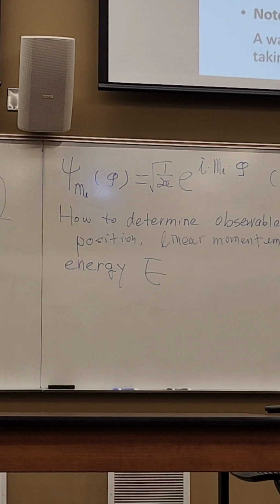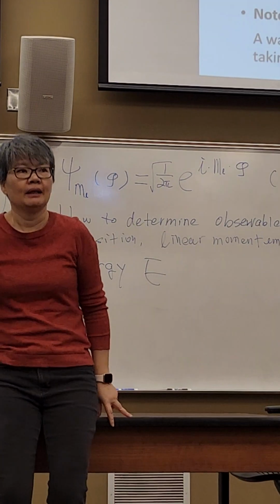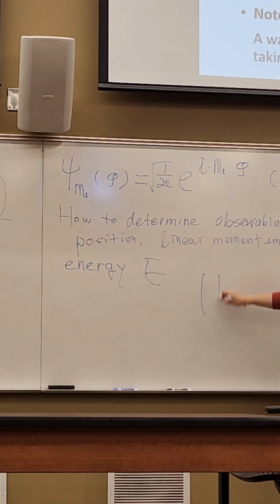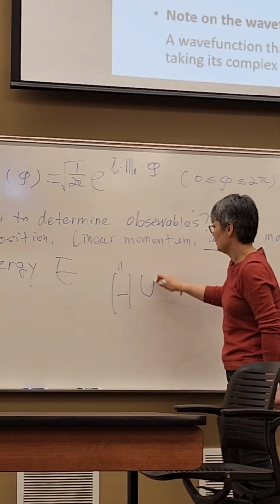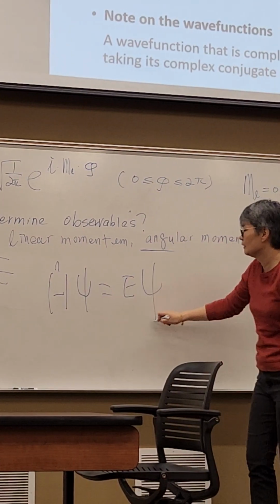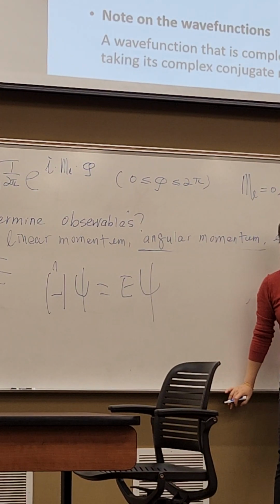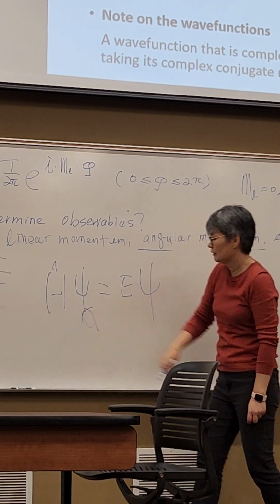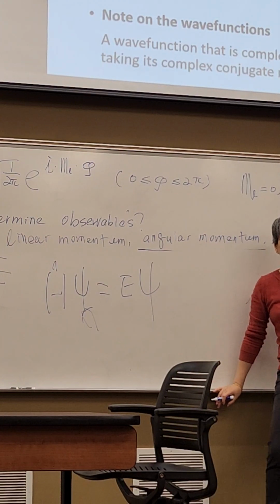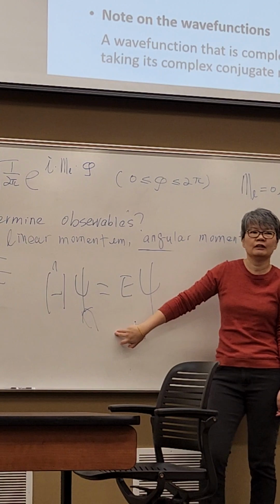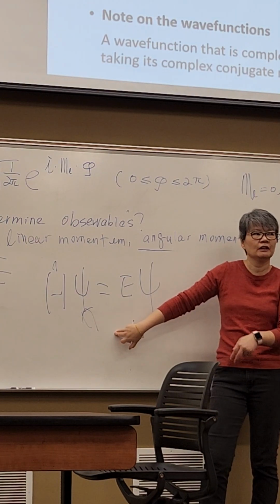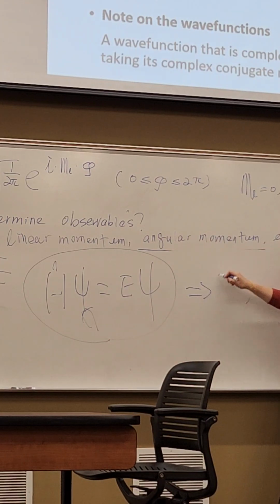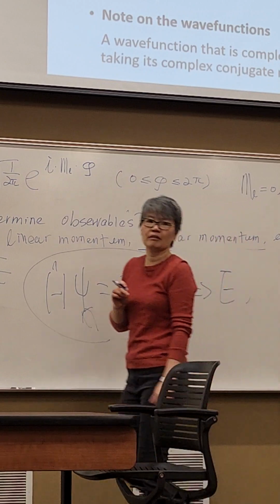Using the Schrodinger equation, how do you do it? Basically, once we know the solution for the wave function, we plug the wave function expression into the Schrodinger equation, and then work on the Schrodinger equation, and that's going to give us the energy values.